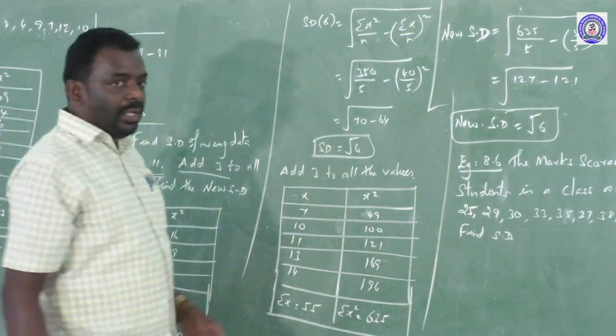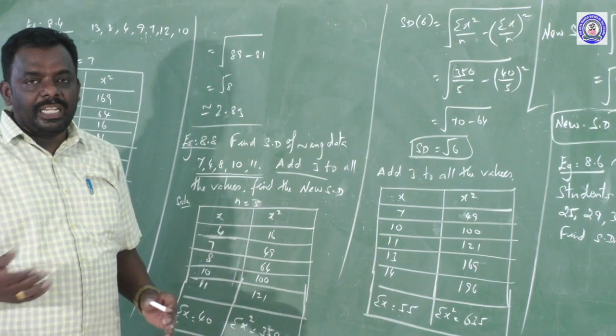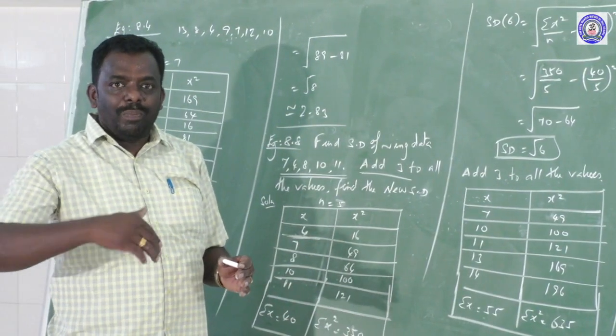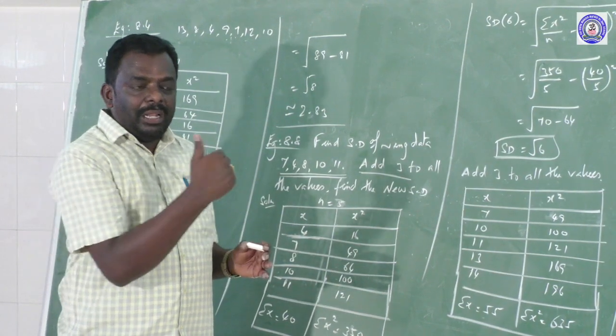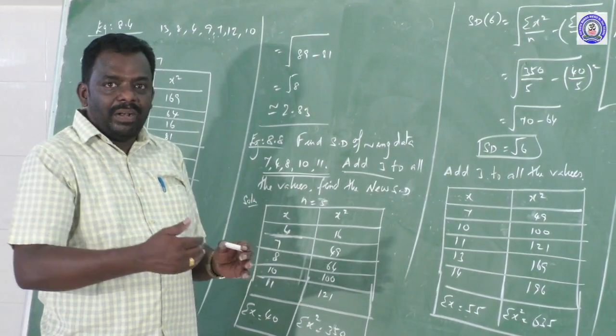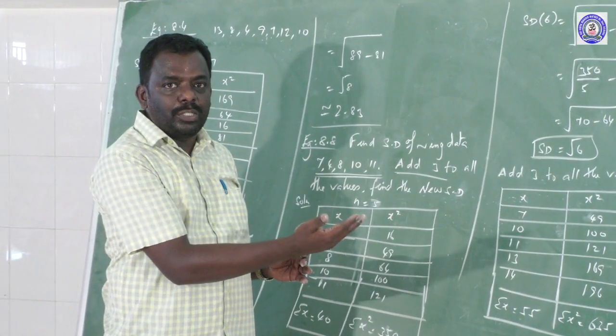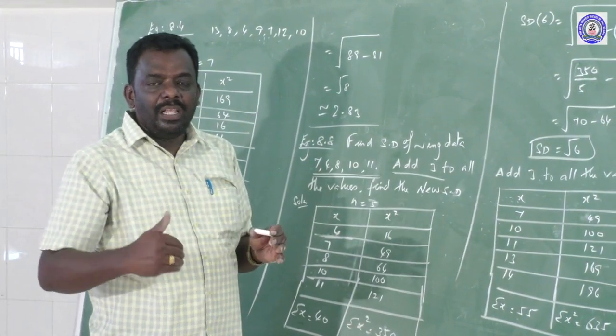Therefore, if any number is added to or subtracted from the data, the standard deviation will not change. If you multiply each number by any number or divide by any number, the standard deviation will change. If you multiply each number by 2, the standard deviation is also multiplied by 2.